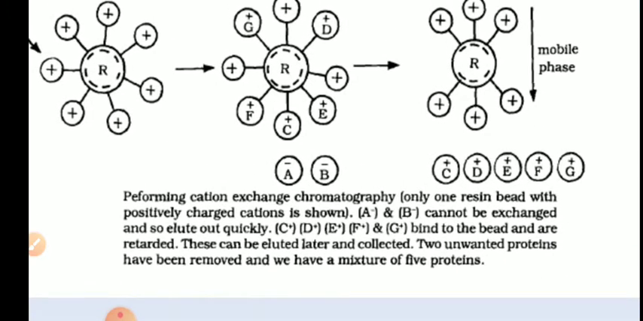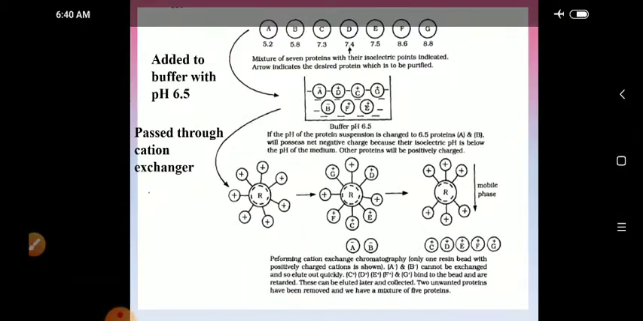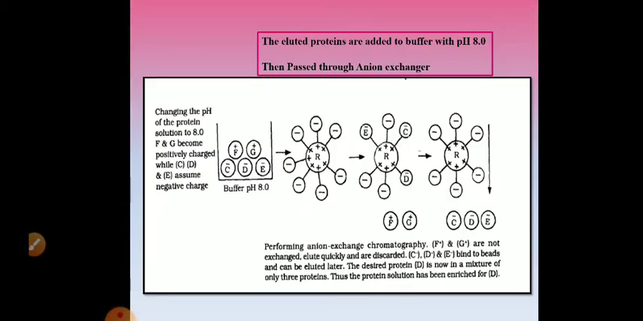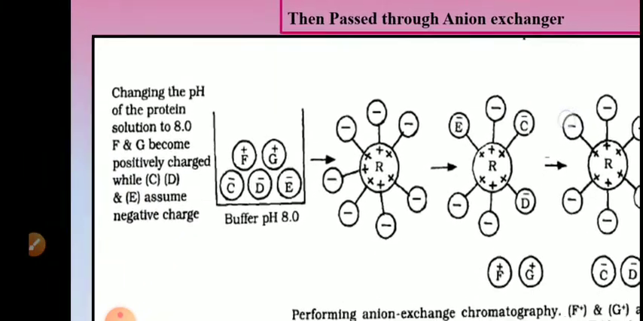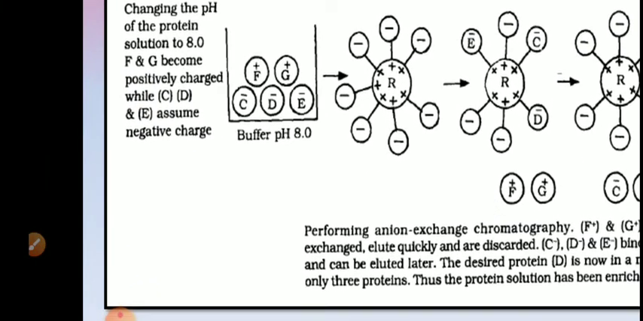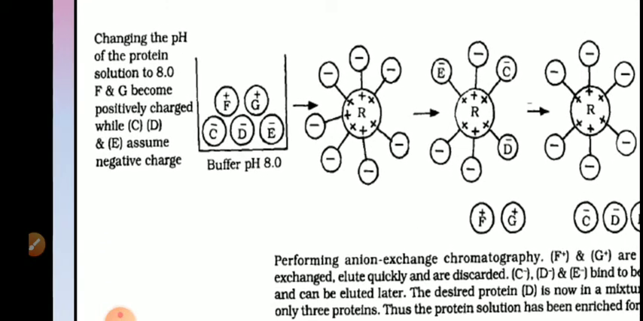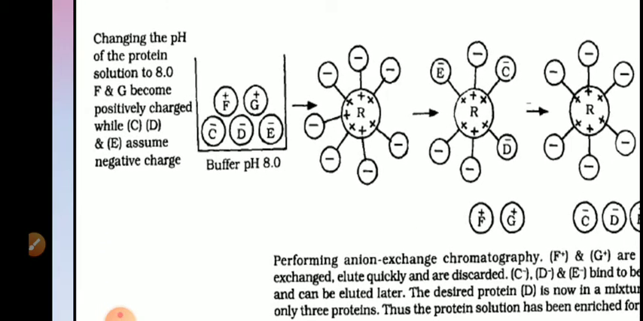Now what you can do is place these 5 proteins in a different buffer. Say for example, the eluted proteins are added to a buffer with pH 8. Okay, now when you put them in the buffer with pH 8, what will happen? F and G will have positive charge, C, D, E will have negative charge, because your buffer now has a higher pH. So F and G will get positive charge. Separate them by using an ion exchange resin.